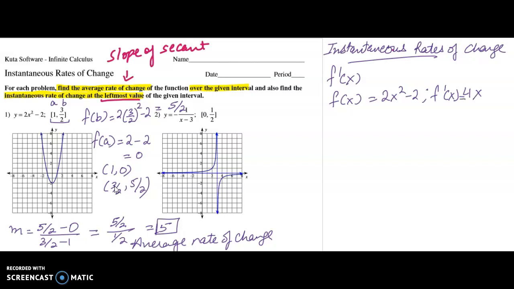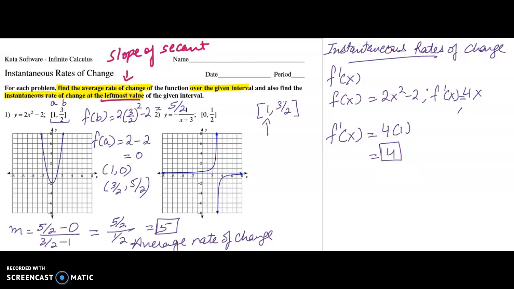Now, the derivative is 4x. What have they asked for? They have asked for the leftmost value. The interval endpoints are 1 and 3/2. Which is the leftmost? 1 is the leftmost. So let's evaluate there. The derivative at x equals 1 is 4 times 1, and we will get our lovely answer as 4. So this is the instantaneous rate of change. If they had asked for the right, we would have evaluated at 3/2.